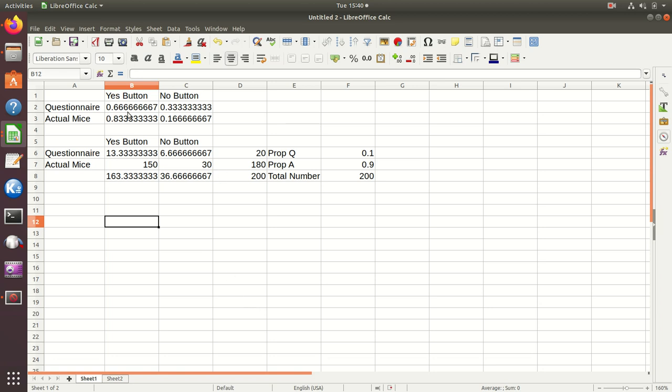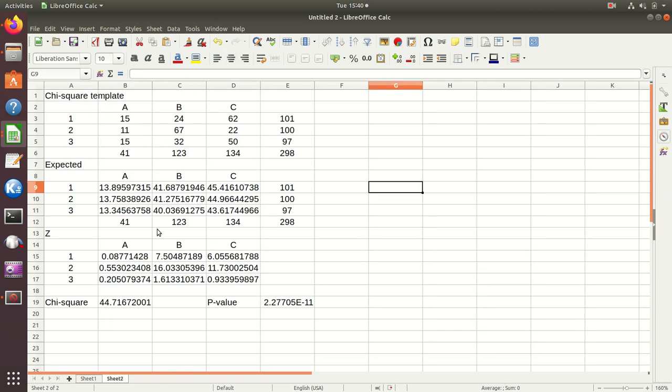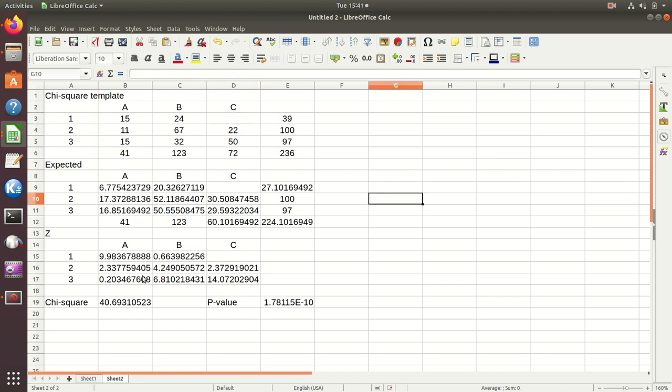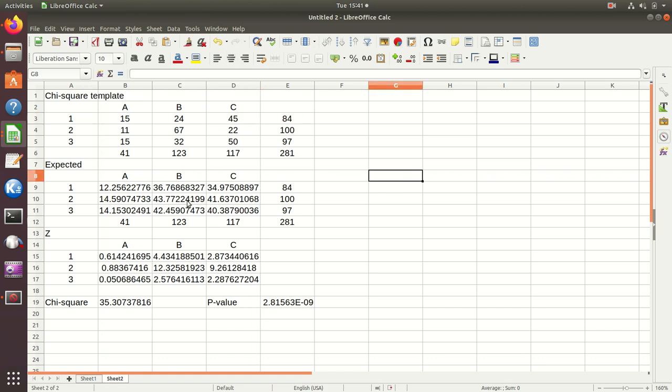Alright, so here was my little template to change numbers. And now suppose I have a 3x3 chi-square template. So suppose I made that. Now this one is set up so that it has the is number command in there, so that I can just blank something out, and it doesn't give me an error. Now that would be bad data if I did that, but we'll just call it 45.